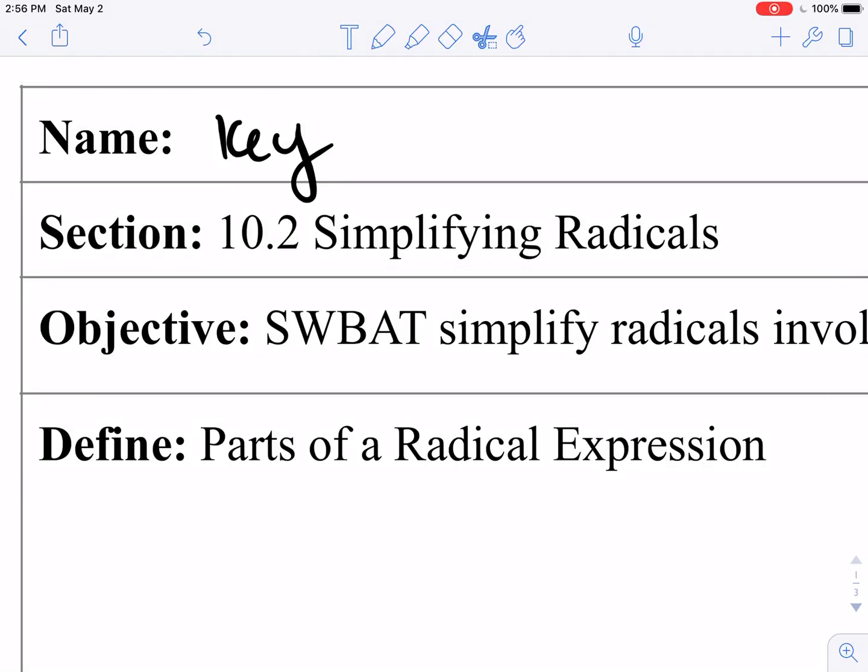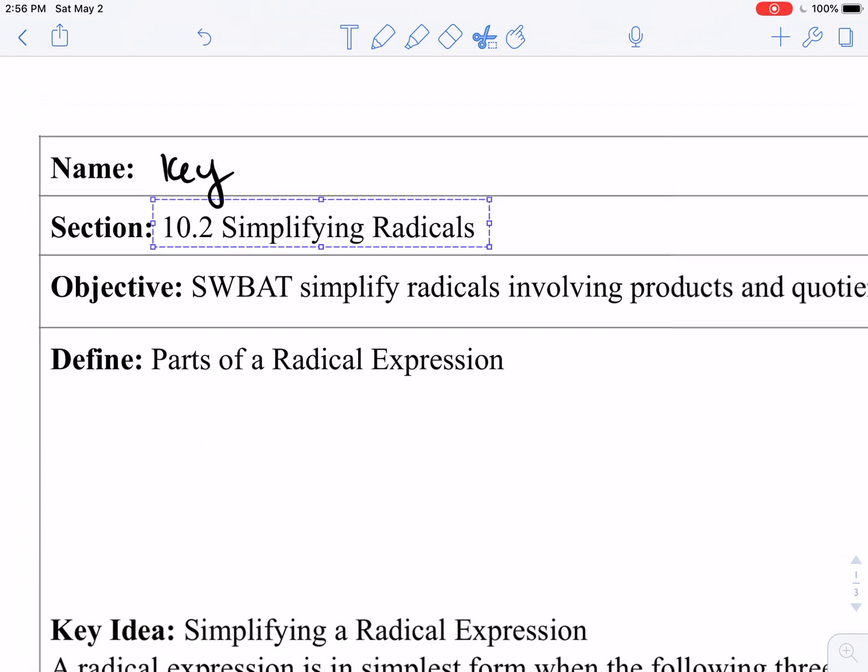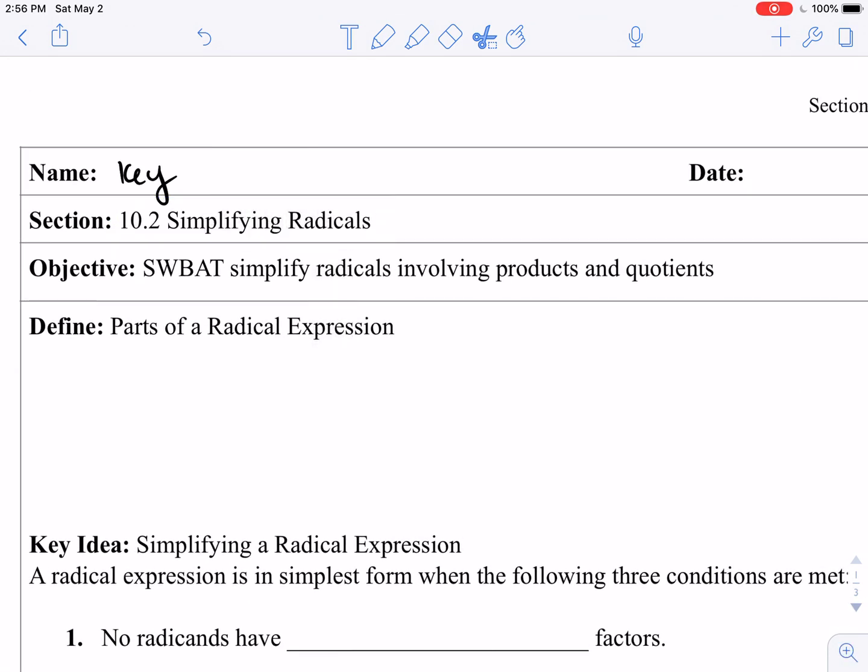Hi guys, welcome to your 10-2 notes on simplifying radicals. By the end of the day, you will be able to simplify radicals involving products and quotients.